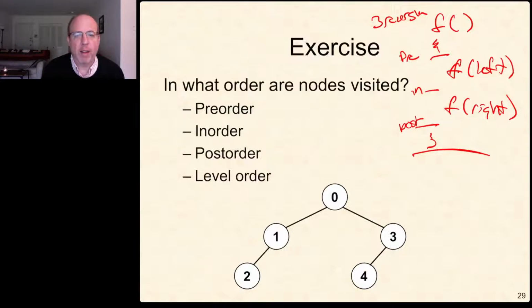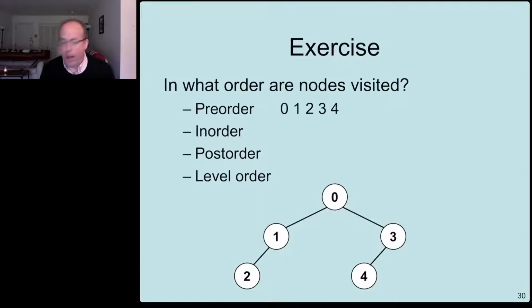Okay, let's take a look. So for pre-order, we're going to visit, then left recursive, visit, then left recursive, visit, then left recursive. That's that, we're done. Right recursive, we're done. Pop. Right recursive, we're done. Pop. Right recursive, visit. Left recursive, visit. So 0, 1, 2, 3, 4. Excellent. So 0, 1, 2, 3, 4 was good.